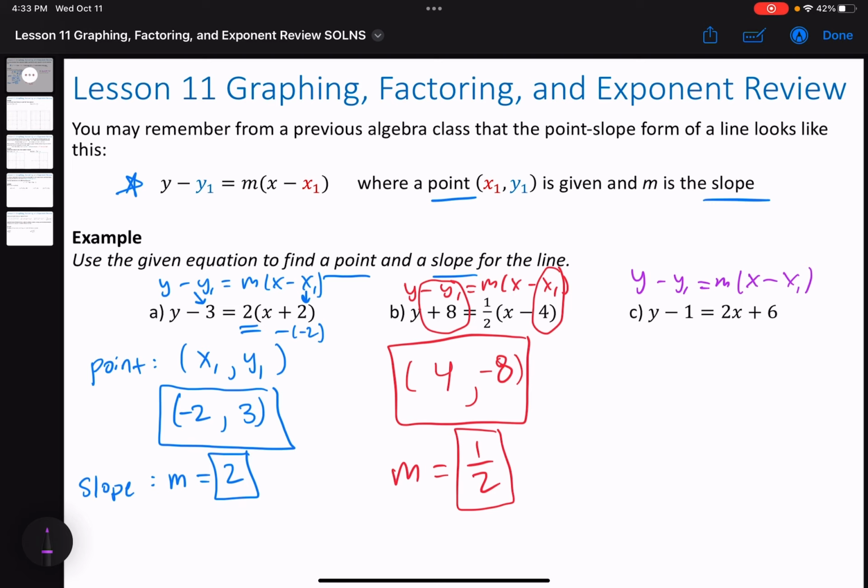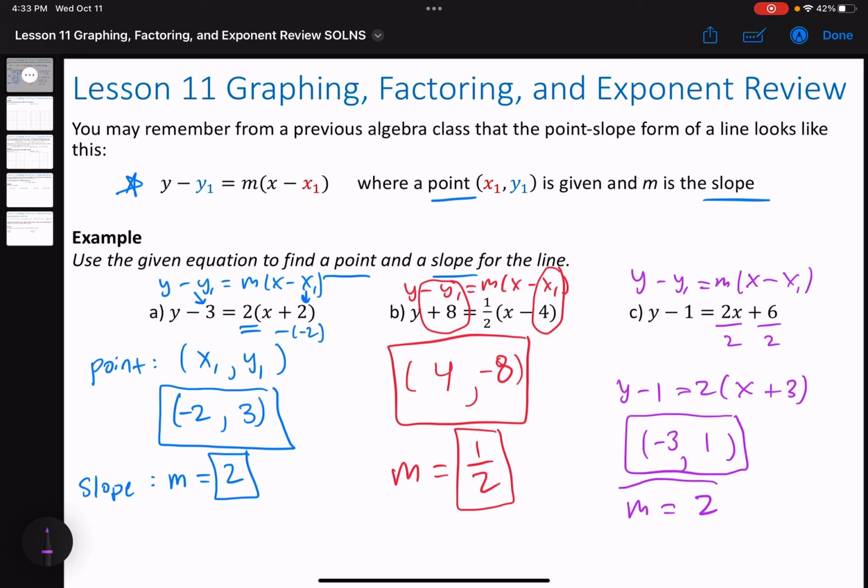What we see here is that there's no parenthesis, and the way that we can make this line up is if we factor. If we look at the right half of this equation, we notice that there's a GCF of 2 for each of these terms. So I can factor out a 2 in front, and I get 2 times x plus 3 is equal to y minus y1. Now the form does line up and match a little bit better. So we can pick our point. Our x1 is going to be -3, and our y1 is going to be +1, and our slope is going to be the number in front of the x. We're going to say our slope is 2.